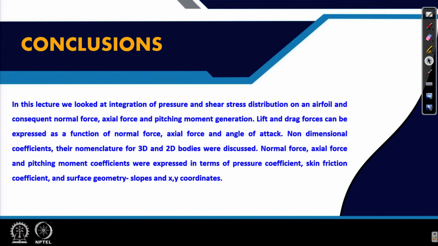We looked at lift and drag forces being expressed as a function of normal force, axial force and angle of attack, non-dimensional coefficients and their nomenclature for 3D and 2D bodies, and the normal force, axial force and pitching moment coefficients can be expressed in terms of pressure coefficient, skin friction coefficient and surface geometry, the slopes and the x y coordinates. This part we will discuss in further detail in the next lecture.